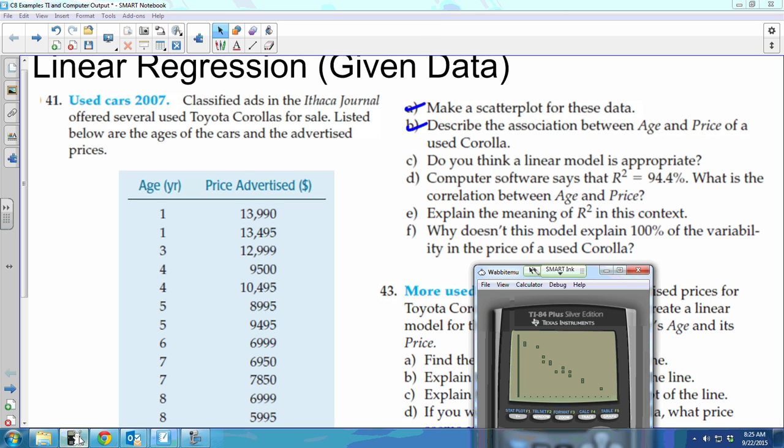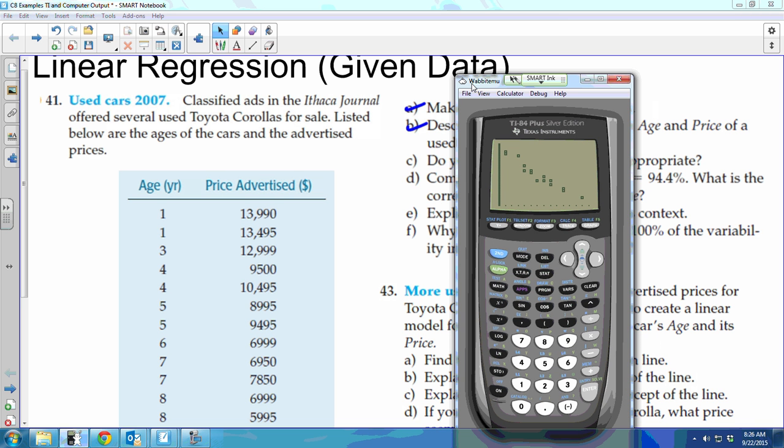Part C. Do you think a linear model is appropriate? We talked about how to answer that question yesterday. How do you answer that question? The residuals plot, right? If you're going to say if something's appropriate, you look at the residuals plot. We want to make sure there's nothing underlying happening. Remember, if you're going to fill in the residuals, you need to do a regression analysis first. So we need to go to Stat Calc 8.